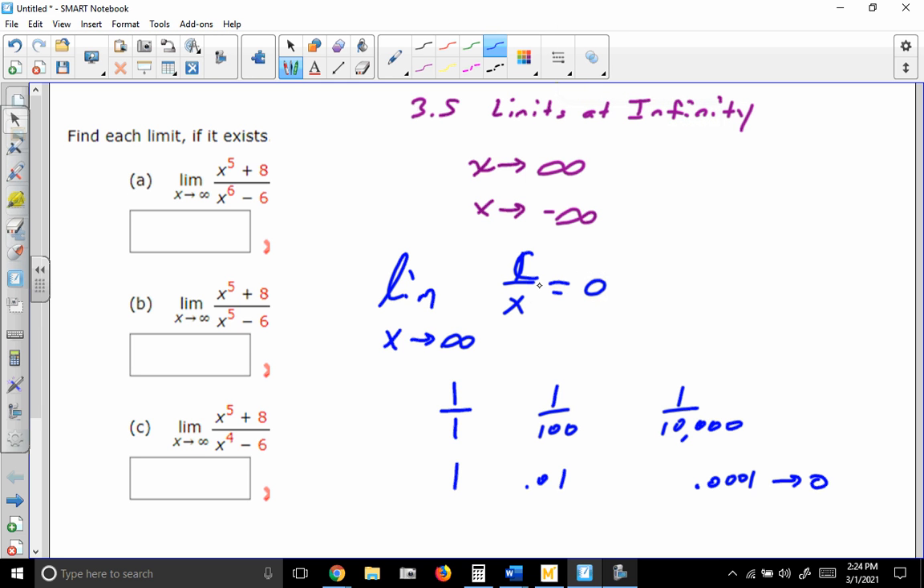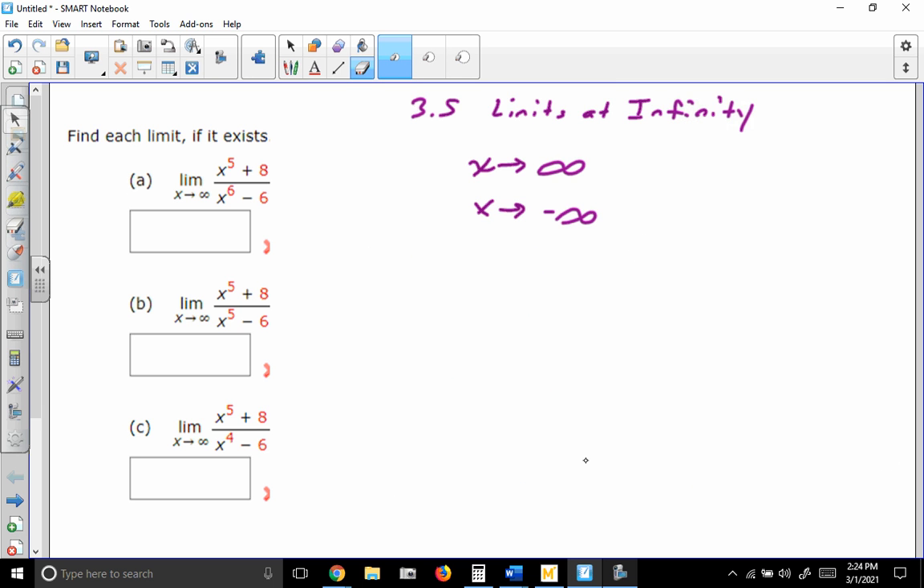This is also going to be true of other powers of x, for example, x squared, x cubed. If the numerator is a constant and we're letting the denominator get infinitely large, as long as this is not a negative exponent, then this is going to be getting closer and closer to 0. So then the question becomes, how do we deal with these various limits?